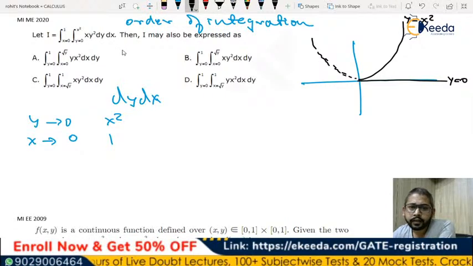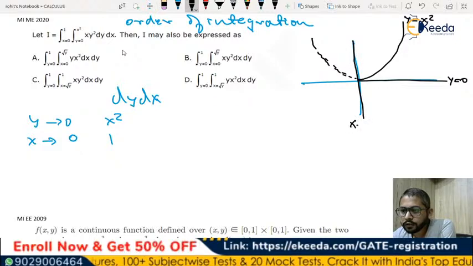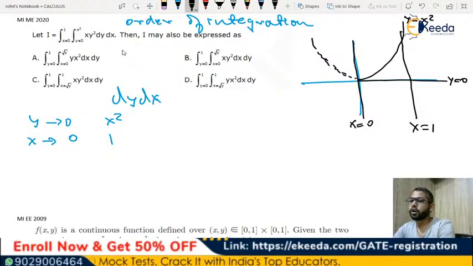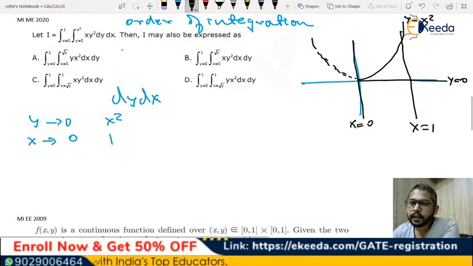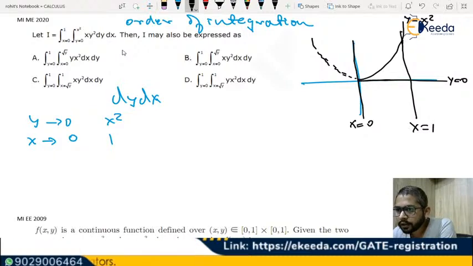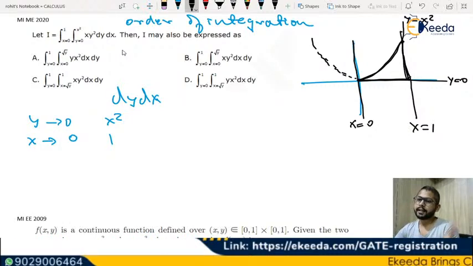let's use the same pen, x equal to 0. So this is x equal to 0, and the next limit is x equal to 1. So let's say this is x equal to 1. So overall you have to see what is the region enclosed here. If you see, the region enclosed is this one, right? This is the region enclosed, and for this region you are actually making the double integration.